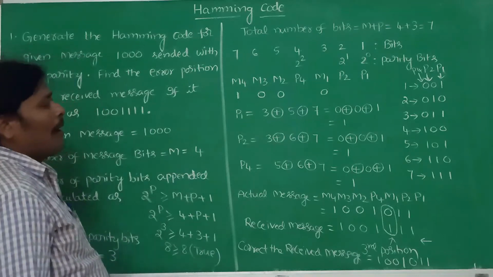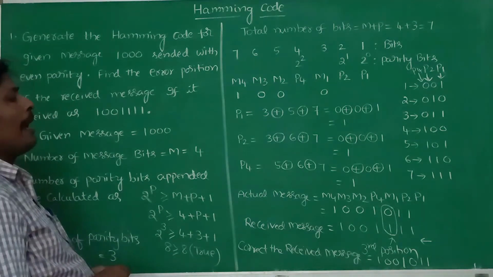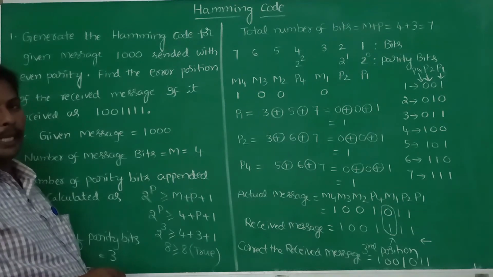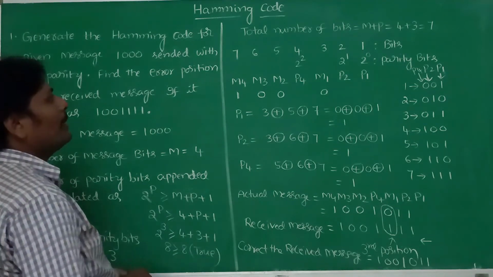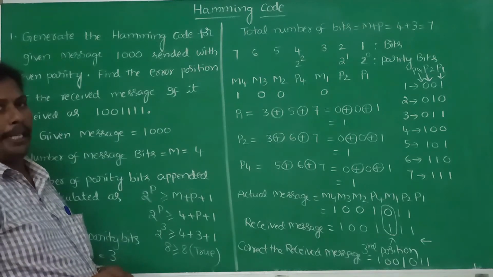So this is the procedure we have to follow for detecting the error and also correcting the error. That can be done by using a technique called the Hamming code technique.